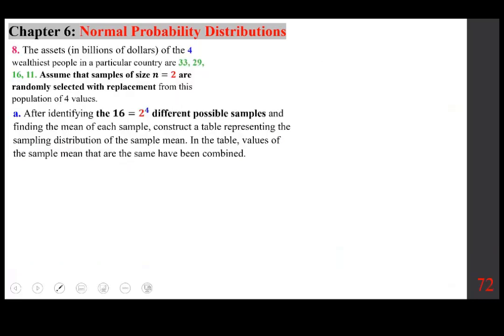The assets in billions of dollars of the 4 wealthiest people in a particular country are 33, 29, 16, 11.